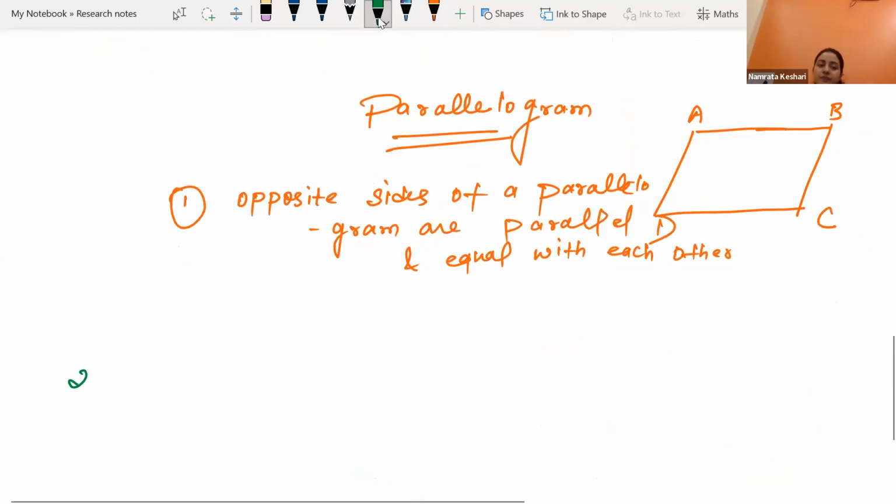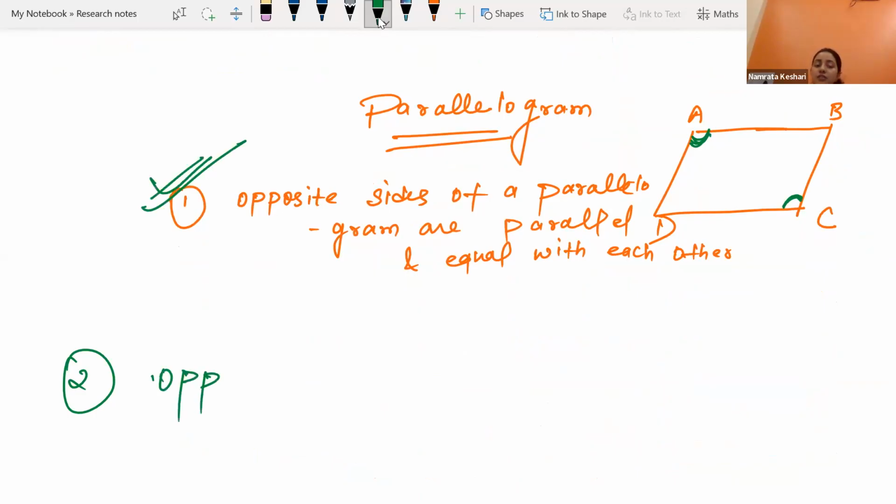Now the next one: opposite angles are also the same. That's what we found in the last class. We got it by congruency or whatever, but it's a property. Opposite angles are also equal. This is the main property, the basic one, very important. The other properties I am writing over here we have got from this base property. So opposite angles are also the same.